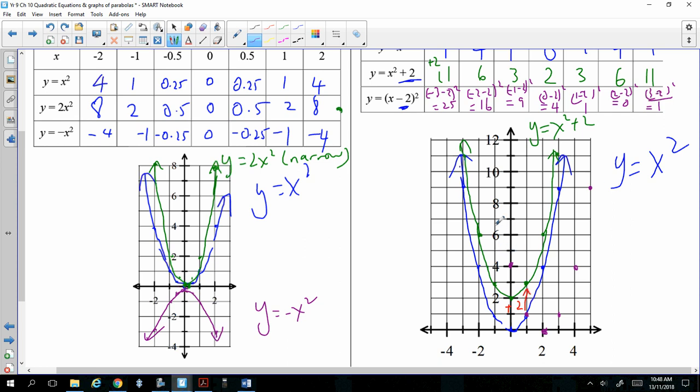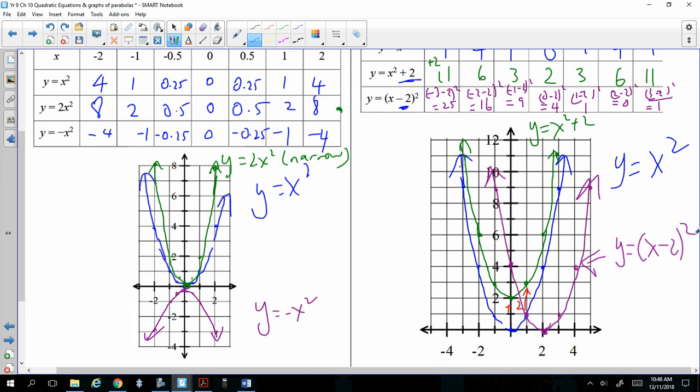Alright, all got it? So you're going to join these dots. Right, so join the dots. Okay, so this is y equal to x minus 2 squared. Alright, all got it? So you got all 3 graphs.